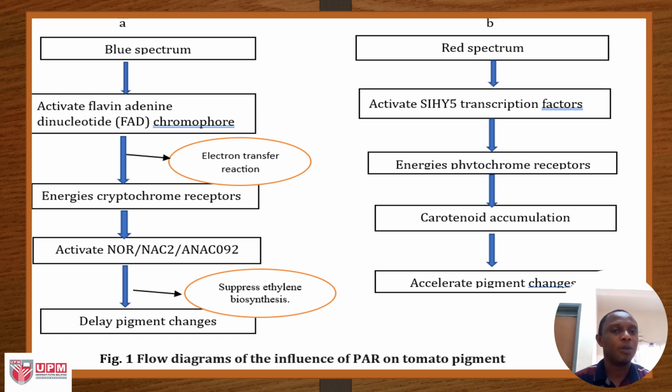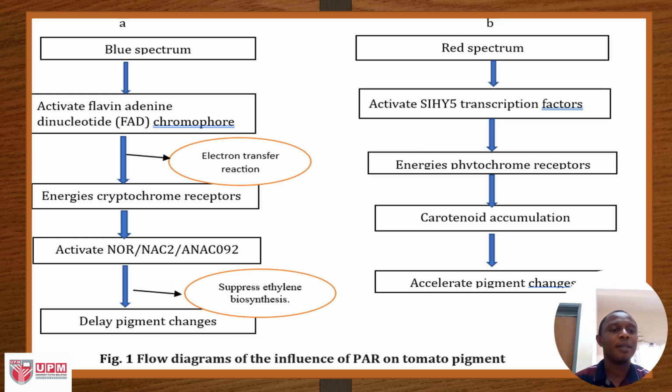The cryptochrome molecule undergoes conformational changes and interacts with the transcriptional factors, in this case, the NOR-NAC and NAC092. The interaction energizes the transcriptional factors to suppress ethylene biosynthesis by directly repressing the expression of genes involved in the ethylene biosynthesis pathway, resulting in reduced ethylene production and delayed pigment changes.